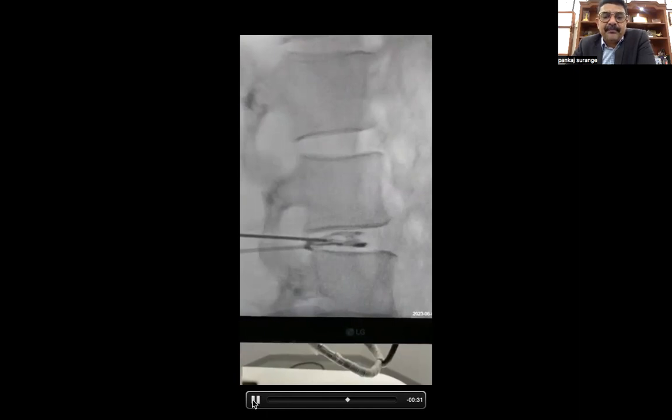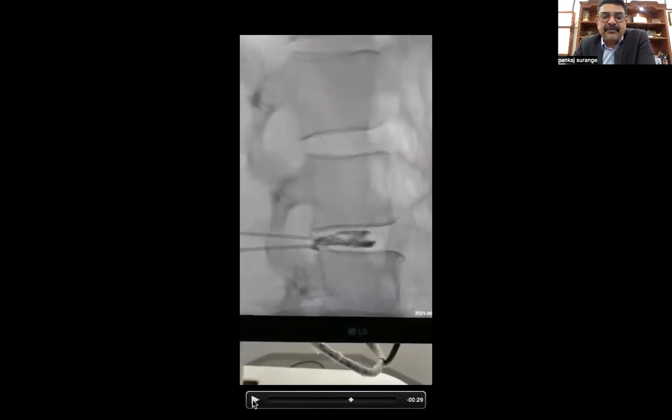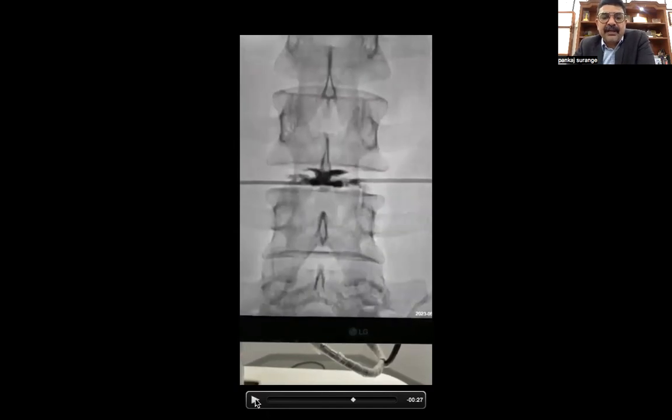Now we remove the second one and then we inject contrast. We inject more contrast and you can see the proper distribution. But in the lateral view we cannot make out whether it is in the nucleus or we are still in the annulus. So now we look at the AP view. In the AP view, we can see that it is covering both sides. That means we have crossed the annulus and we have reached the nucleus pulposus from both sides.